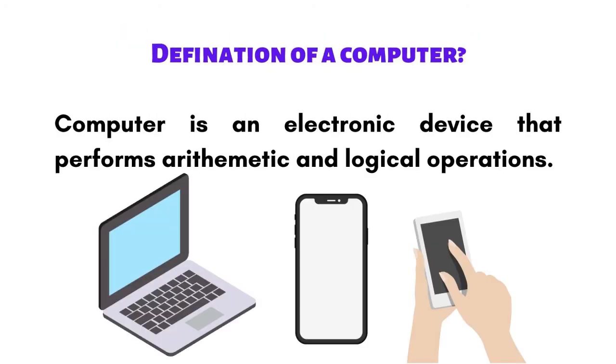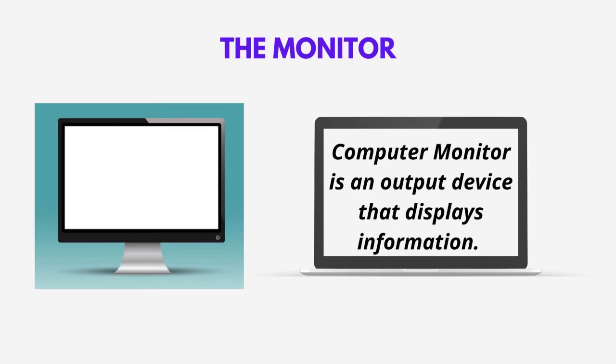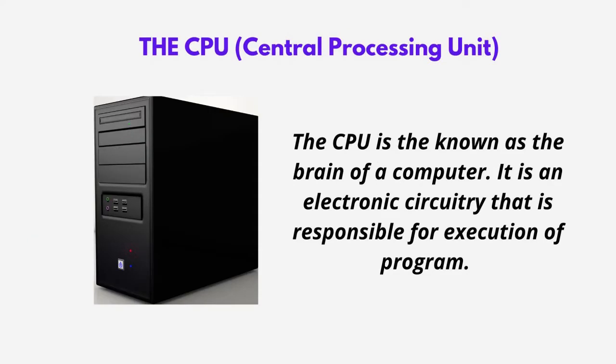A computer is an electronic device that performs arithmetic and logical operations. Now let's look at some basic components of a computer system. We have the monitor, which is the display unit. And then next we have the CPU, which is called the central processing unit. It is known as the brain of the computer and is an electronic circuitry that is capable of executing programs.